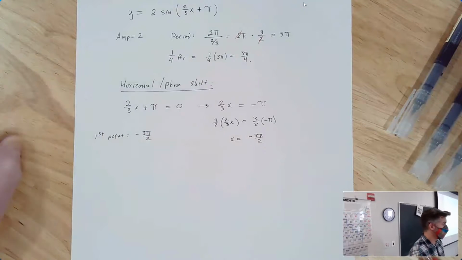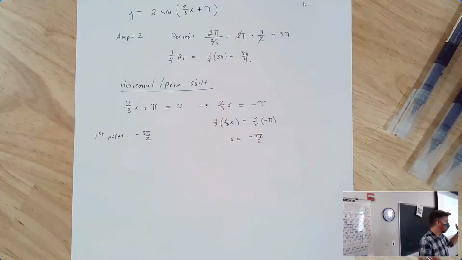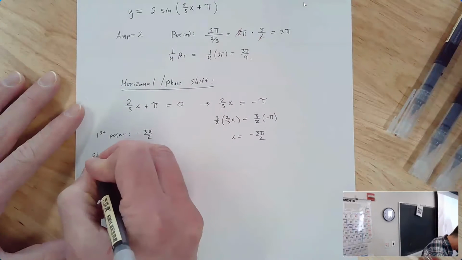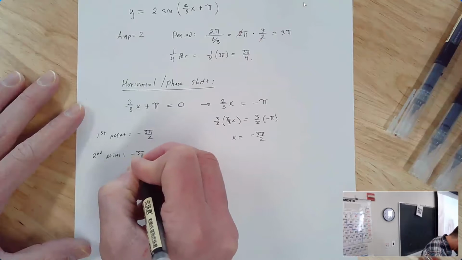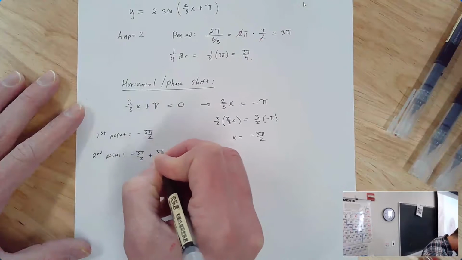How am I going to find the second point? Well, it should be how far away? 1/4, 1 quadrant, which is how much? 3 pi over 4. That's my 1/4, or it's 1/4 of a period, or 1 quadrant of a period. Same words essentially. So my second point is going to be my first point plus 1/4 of my period.